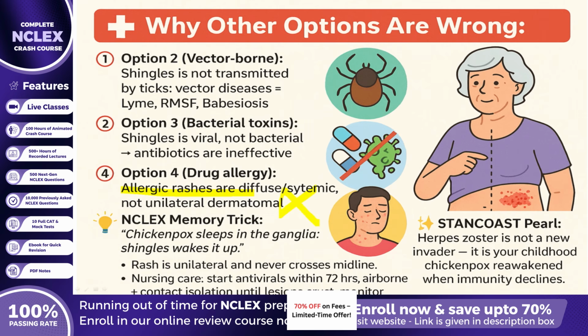For NCLEX recall, keep this memory trick in mind. Chickenpox sleeps in the ganglia, shingles wakes it up. Key signs are the painful rash on one side of the body that never crosses the midline. Nursing interventions include early initiation of antiviral therapy within 72 hours, implementing airborne and contact precautions until lesions crust over, and monitoring older adults and immunocompromised clients who are at highest risk for complications.